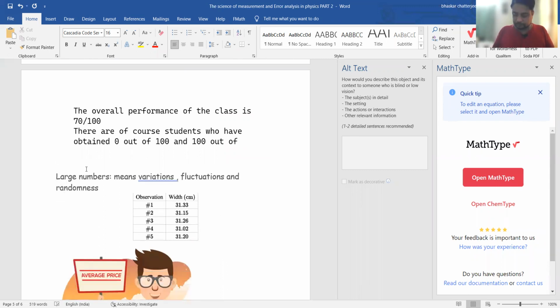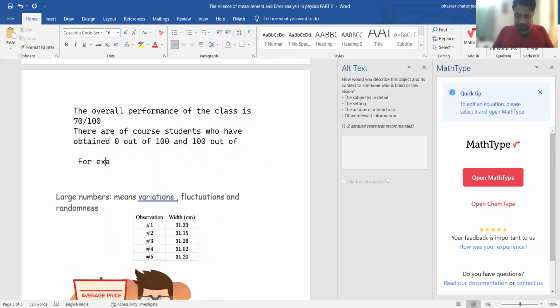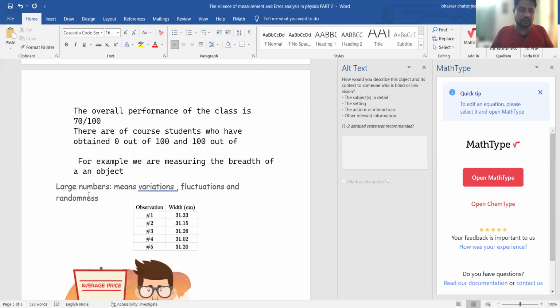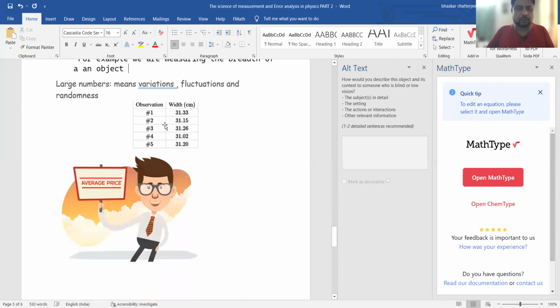So what you do, for example, I have taken here an example that we are measuring the breadth of an object. It may be a square or a rectangle object. You are measuring the breadth of the object. You have measured it the first time, first measurement. It gives you a value 31.33 centimeter. You have a meter scale. We will come to the least count concept later on.